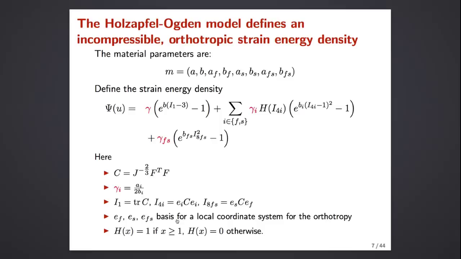Okay? Isn't J equal to 1? Sorry? You said before it's incompressible, so yes. J is equal to 1. Yes. So I think partly this part of the strain energy density is also there for a compressible model, and for an incompressible model. So I think that's why it's consistent in this form.